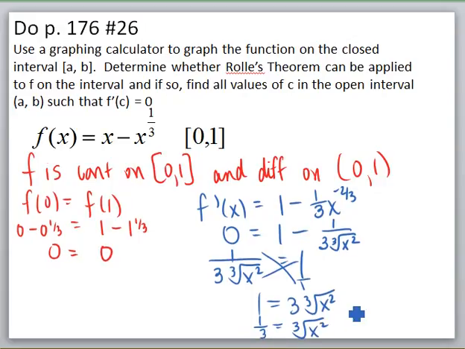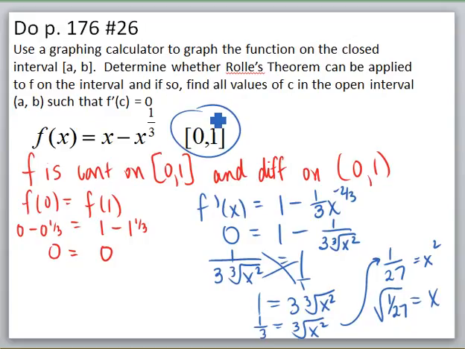And then in order to get x by itself, I need to cube both sides. That gives me 1/27 equals x squared, and then I'll square root it. And I'm only going to be looking at the positive portion of that because that's the only portion that fits inside of that interval. So the c value in this case is the square root of 1/27.